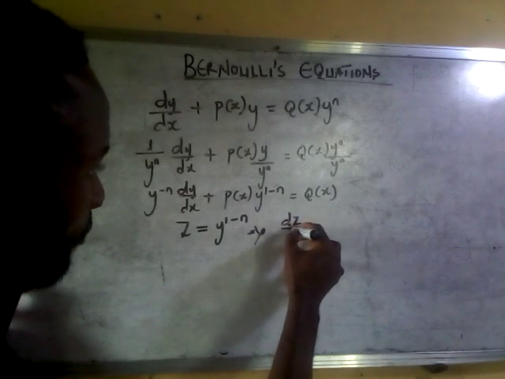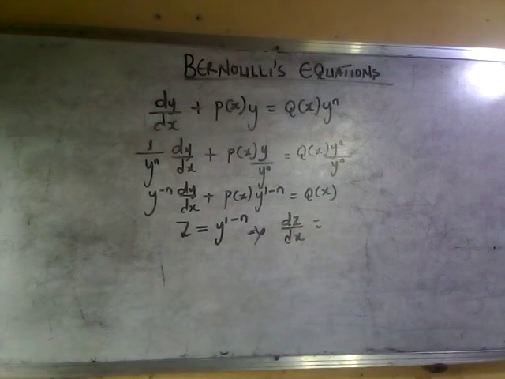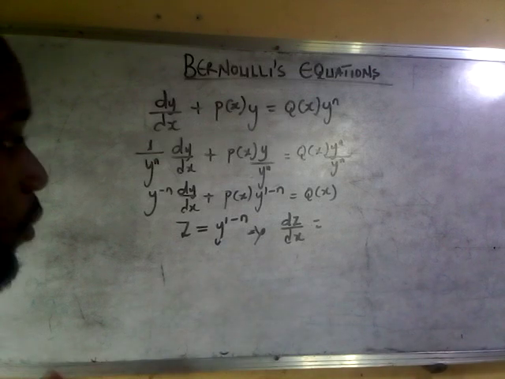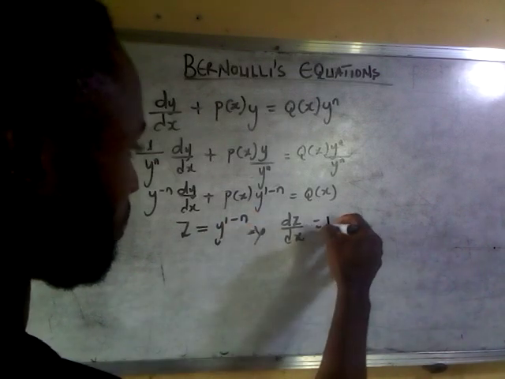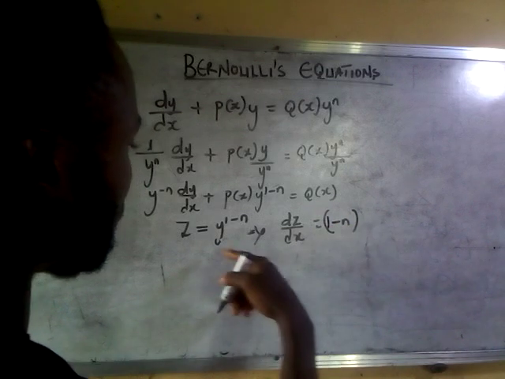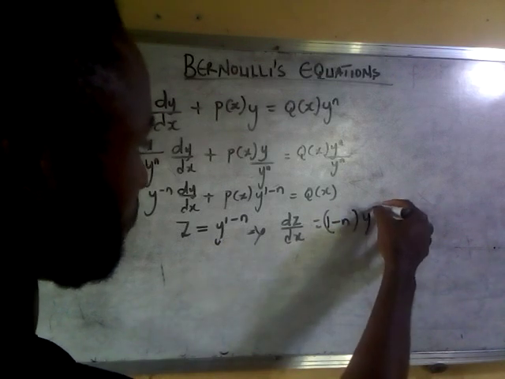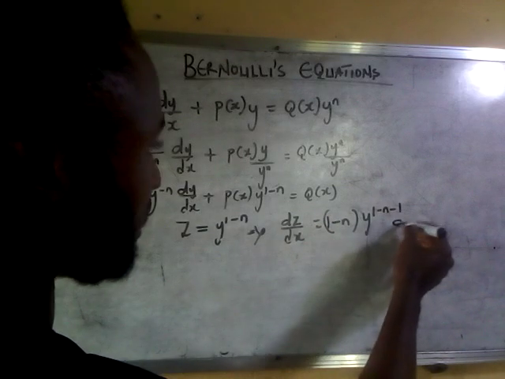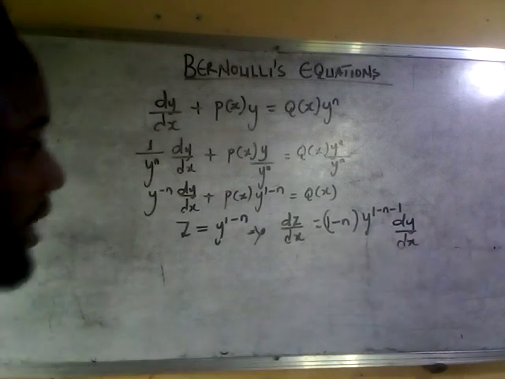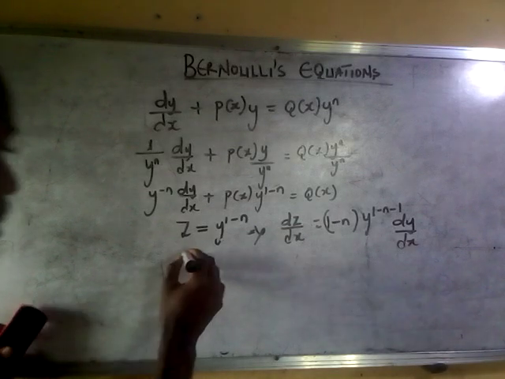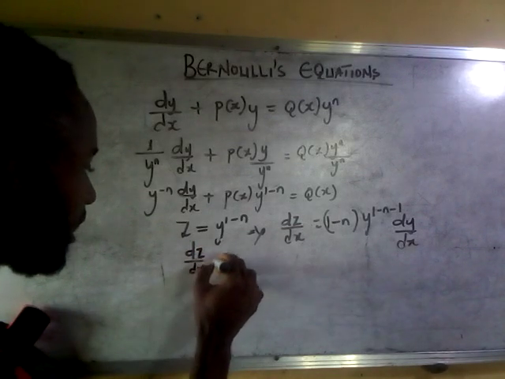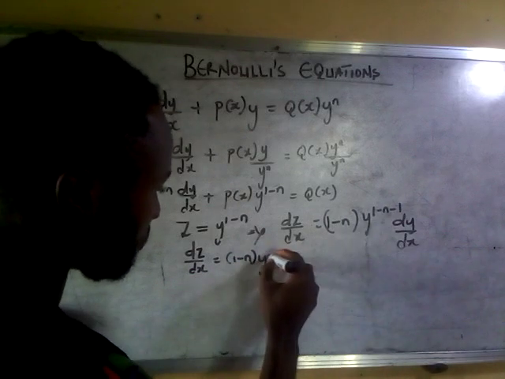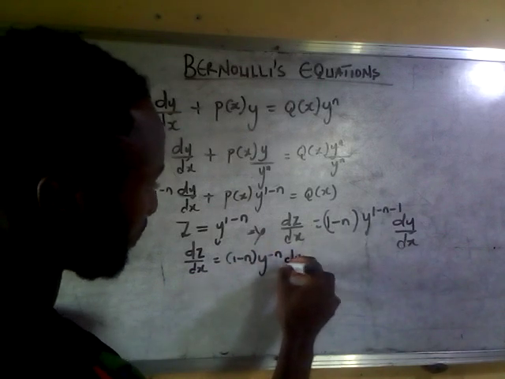dz with respect to x. There's no x here, which means it will be an implicit function. What we will do is bring down the power 1 minus n, then y^(1 minus n minus 1), because you always subtract 1 from the power. Then you add dy/dx, because it is implicit. So dz/dx is equal to (1 minus n) times y^0, and 1 minus 1 is 0. So what is remaining there is only dy/dx.